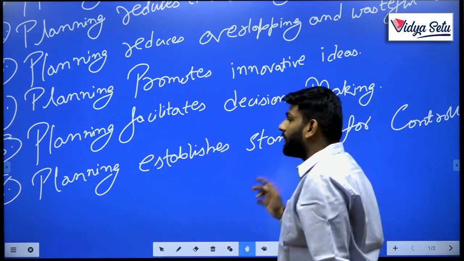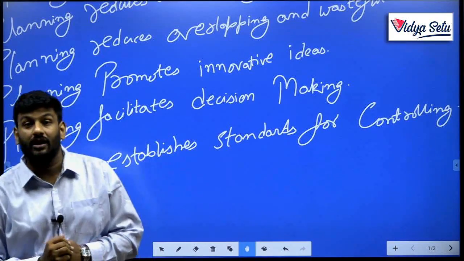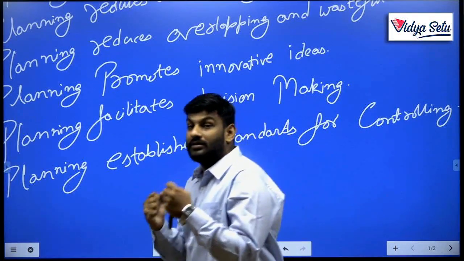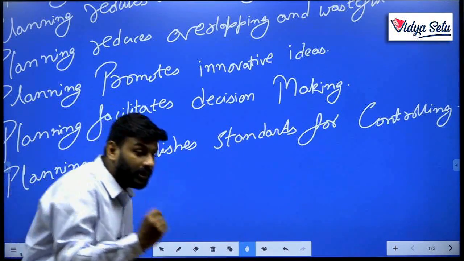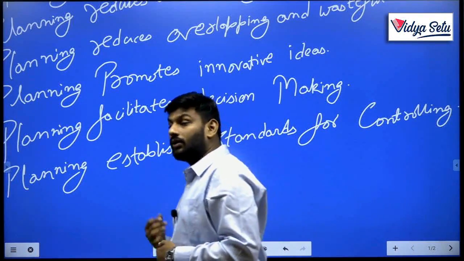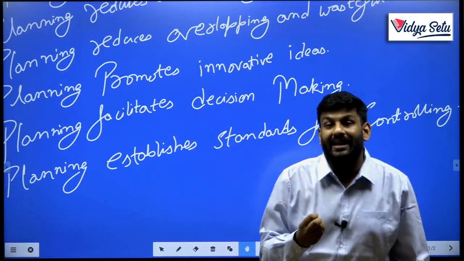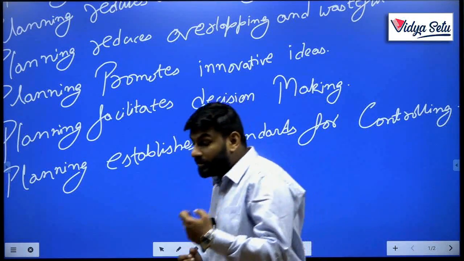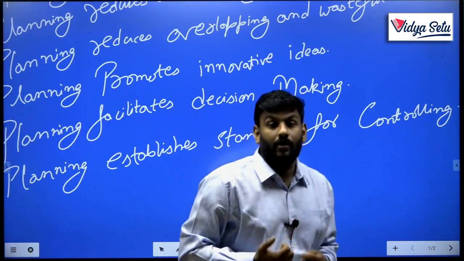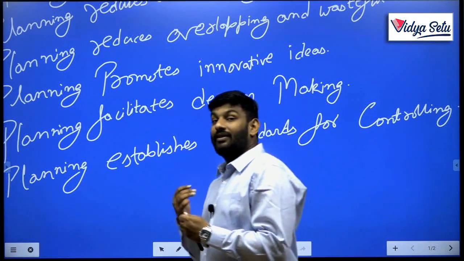Last but not least, planning establishes standards for controlling. What does that mean? Planning sets a standard so that if you want to set a target or an objective, and you plan a particular blueprint for that objective, then you can measure, monitor, or control whether my planning activities are going in the right direction or not, my resources are utilized on the right path, or whether my organization is going to achieve such particular targets on time or not. They all should be covered with the help of the blueprint of a plan.